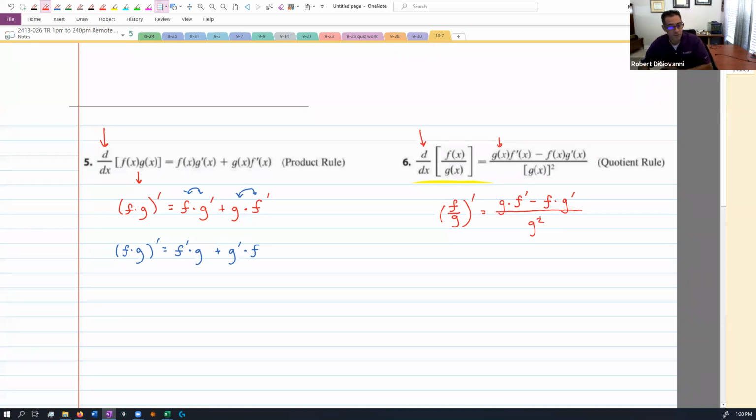That's the book's version. I say f over g, take the derivative, and it should be f prime times g minus g prime times f all over g squared. So that's the way I teach it, right? This does not match exactly here. It looks different, right? They're the same thing, but they look different, don't they?